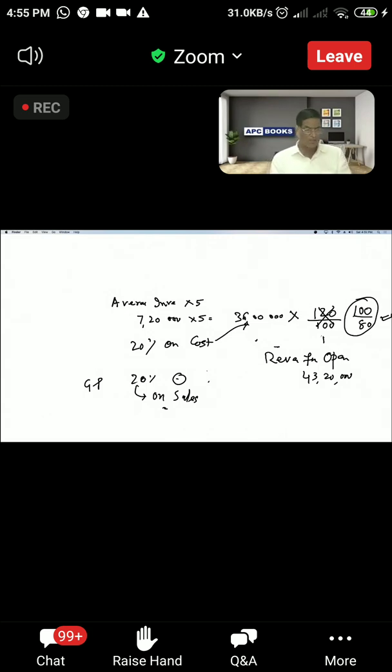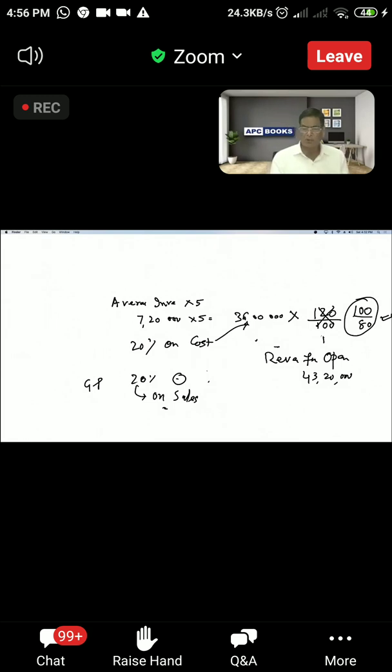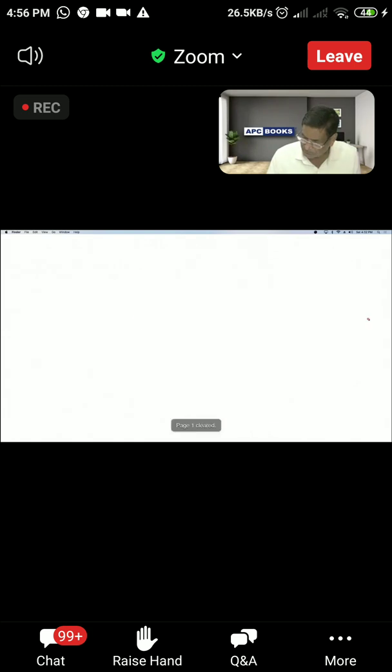Illustration number 5 is fixed assets turnover ratio. And the last ratio we come to is very simple: net assets turnover ratio. I have written in bracket capital employed turnover ratio. Net assets means capital employed.